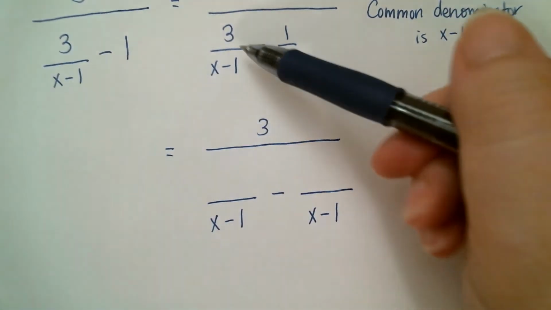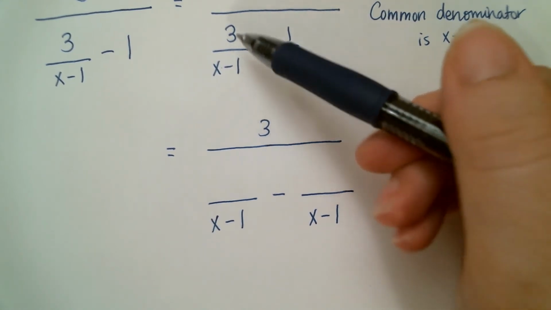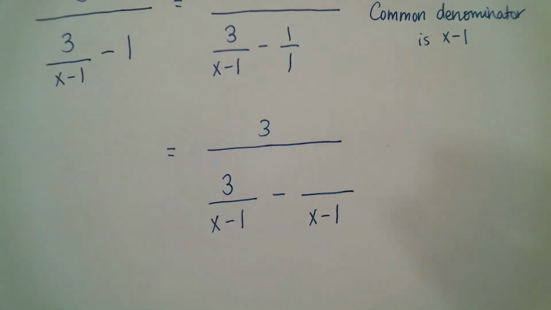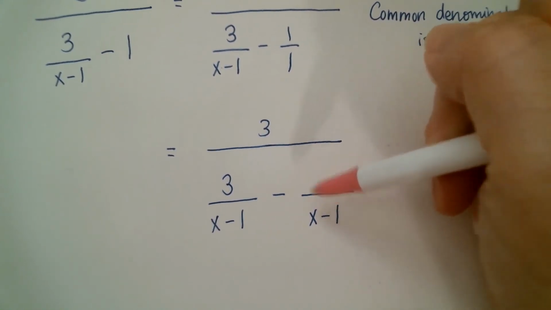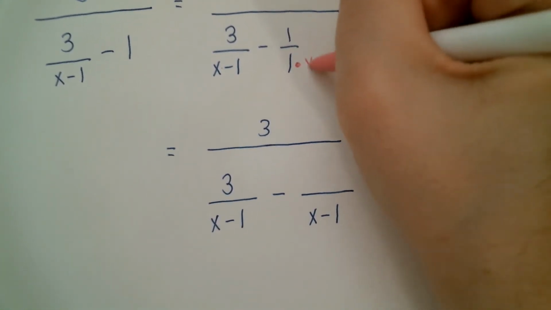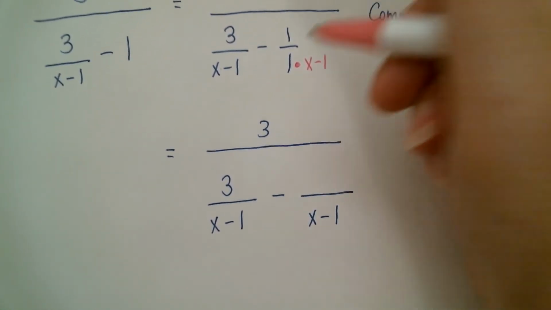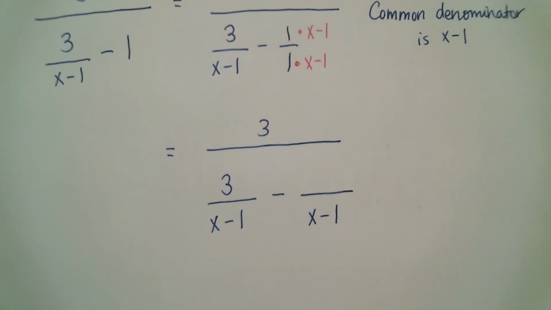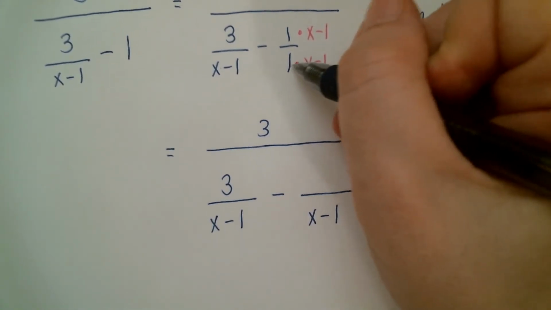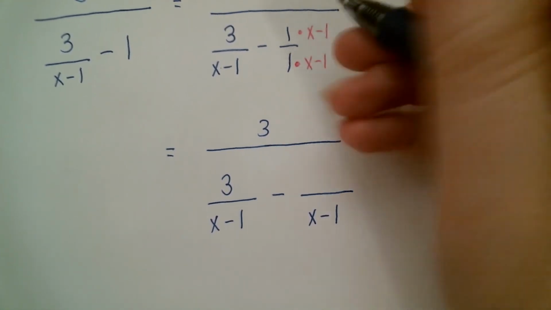If you go back to this previous step, this fraction already has the correct denominator, so we're going to leave the numerator alone. This other fraction, the 1 over 1, does not have the correct denominator. We need it to be x minus 1. So we're going to multiply the denominator by x minus 1 to get that correct denominator. If you do it to the bottom, you have to do it to the top. So the bottom will be 1 times x minus 1, which is x minus 1. The top will be 1 times x minus 1.